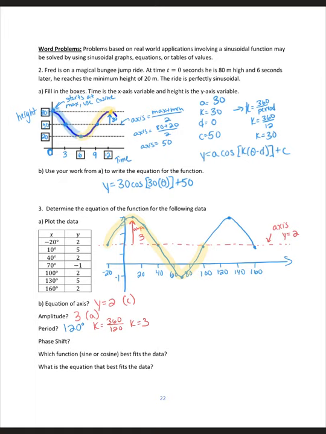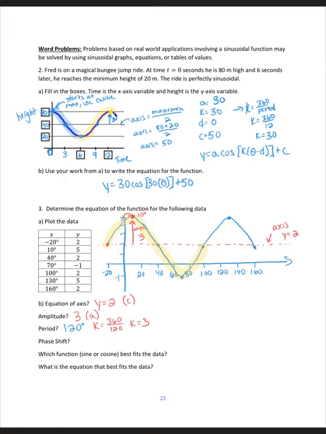So looking at our graph, we have to determine which of those requires the least amount of phase shift, the sine or the cosine. So I can see here that my closest max point is right there. My closest axis point is here, which is 20 degrees away from my y-axis. My maximum is only 10 degrees away from my y-axis, so I'm going to use that. So we only had to do a 10-degree phase shift.